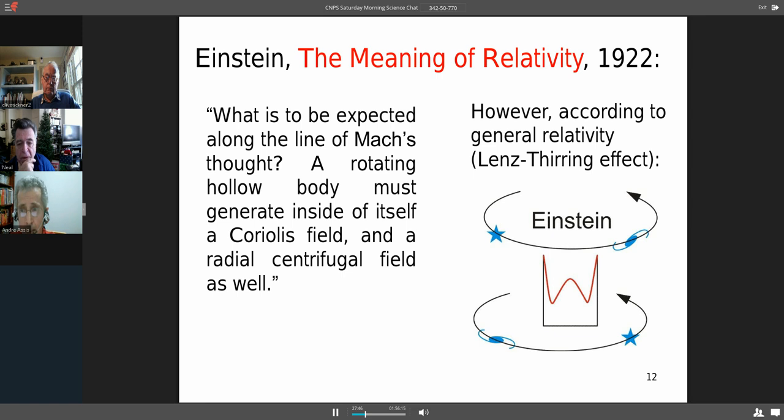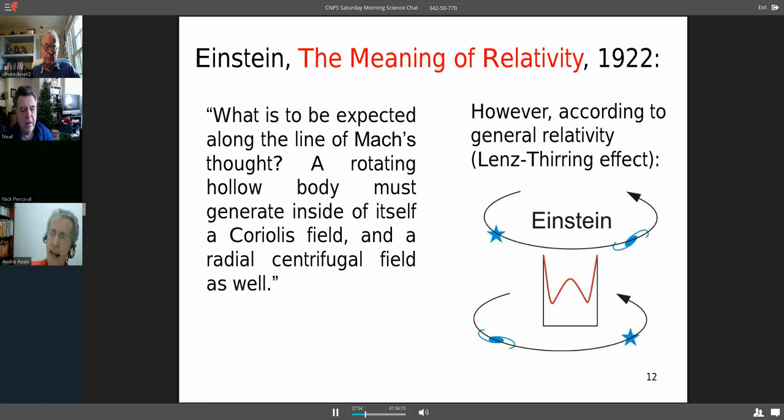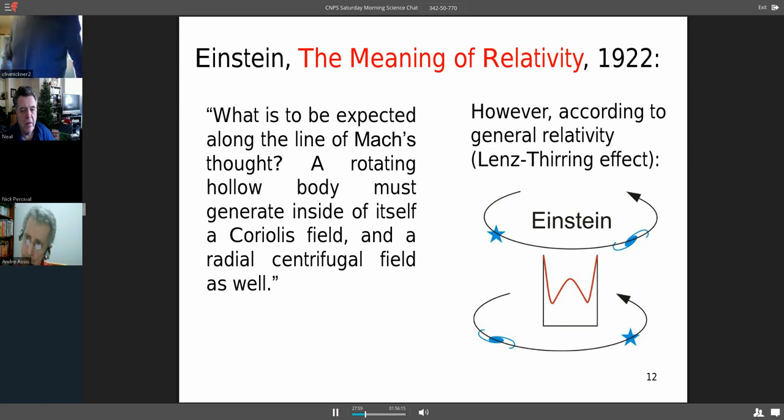This was what he expected. However, in his general theory of relativity, Thirring obtained in 1921 a force exerted by a spinning shell. And he showed that there is really a Coriolis and a centrifugal force.